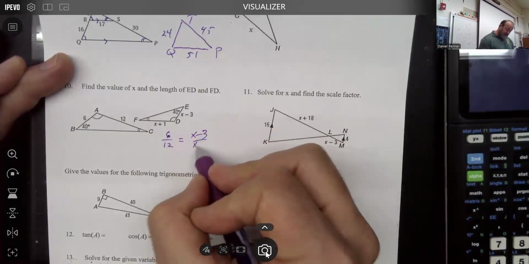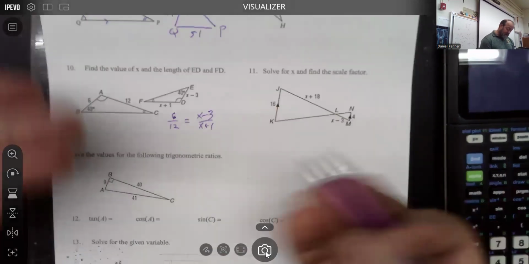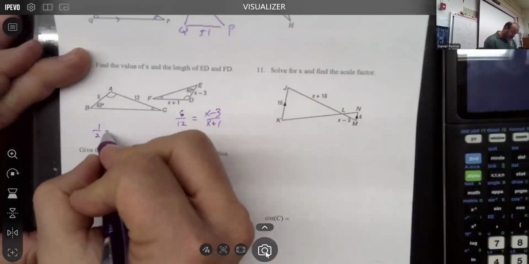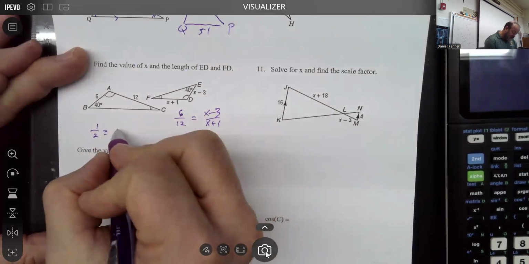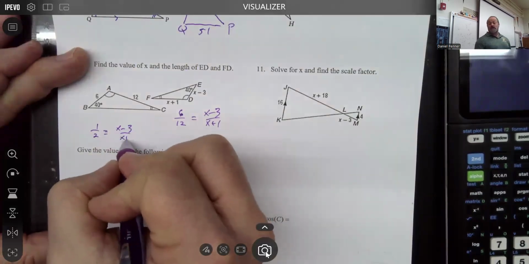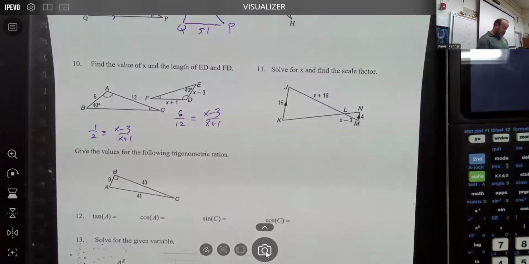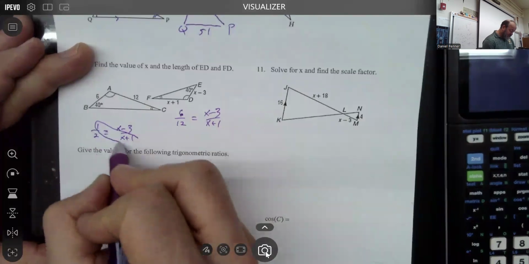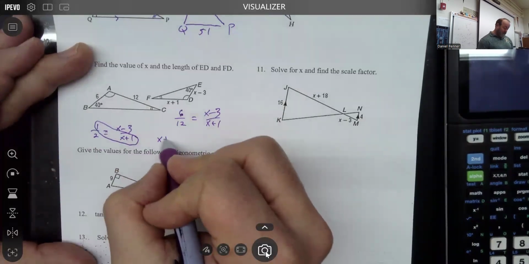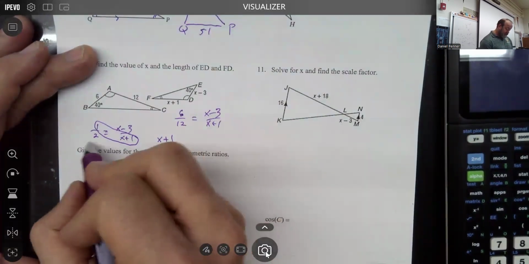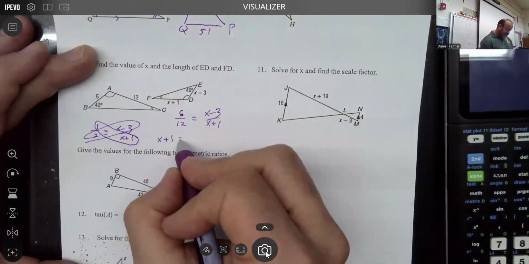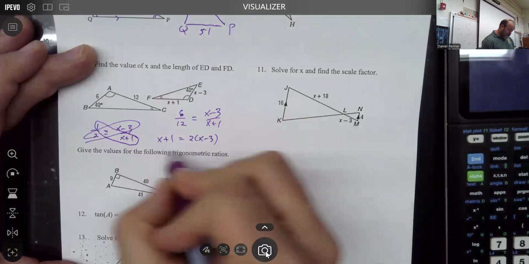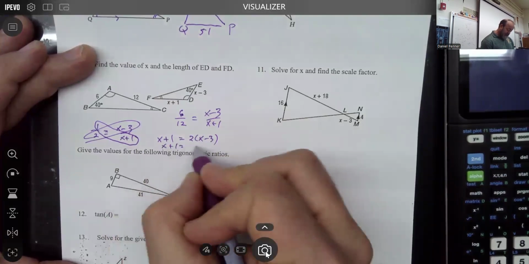Now, this is a personal preference thing. When I see a problem like 6 over 12, I immediately am going to reduce that fraction to make my life just a little bit easier, although you could use the larger numbers and you'll get the same answer. I just prefer to simplify. So if I cross multiply, 1 times x plus 1 is in fact x plus 1, and 2 times x minus 3 is, let's see, that would be x plus 1 equals 2x minus 6.